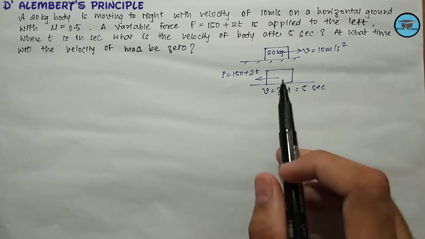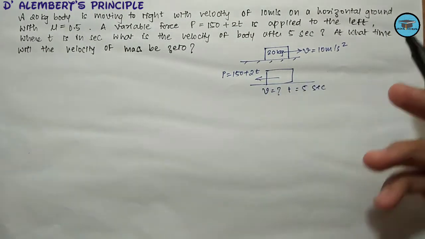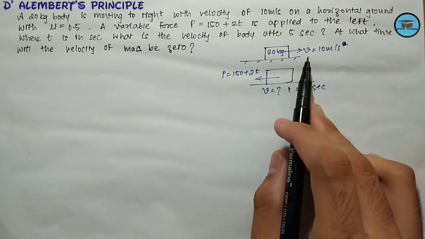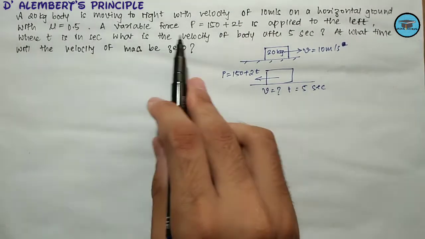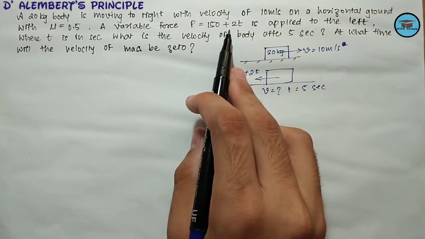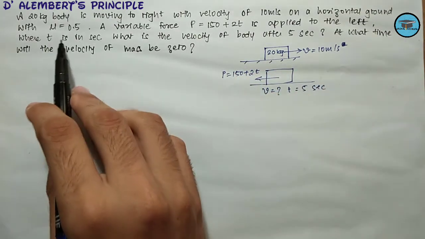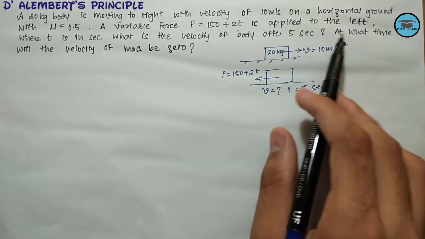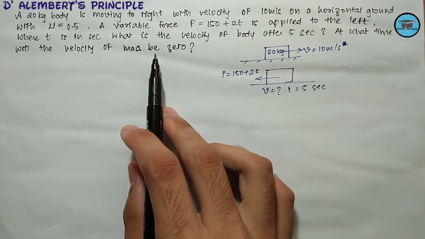So the problem consists of a 20 kilogram block which is moving with a velocity of 10 meter per second, and it is placed on a horizontal ground having the coefficient of friction as 0.5. Now a variable force, that is P equals 150 plus 2t, is applied on the left, where t is in seconds, and we need to determine the velocity of the body after 5 seconds, and at what time the velocity of the mass will be 0.